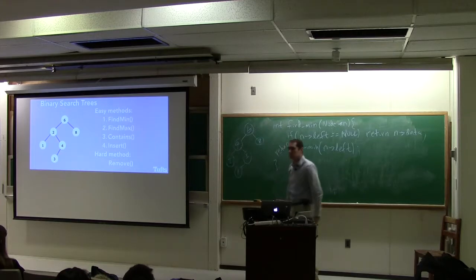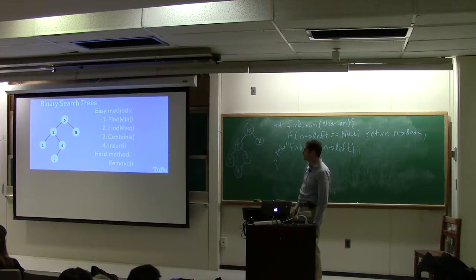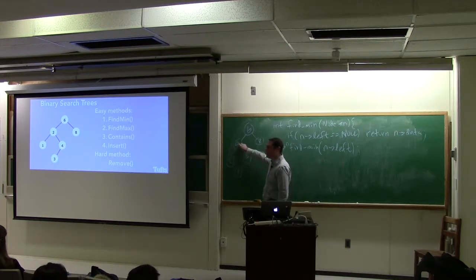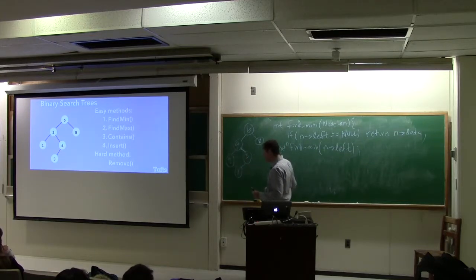What's wrong? That's not a binary search tree. Why isn't it a binary search tree? Because 1 is to the right of 4. Because it's in the right-hand path of 4, so it's not a binary search tree to begin with. Okay. Right?